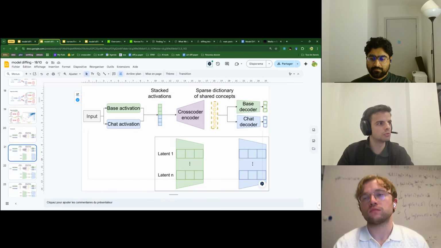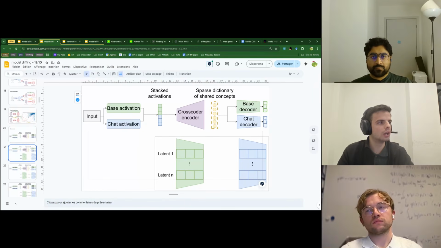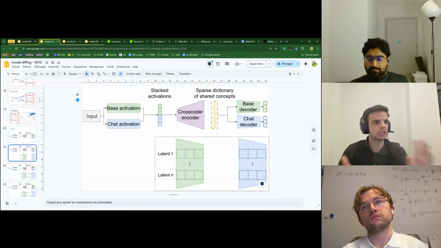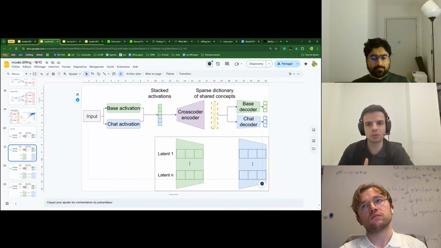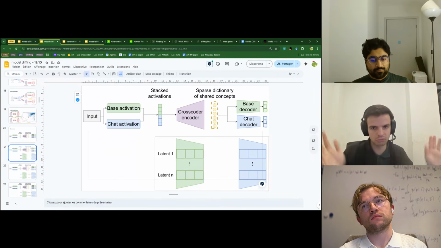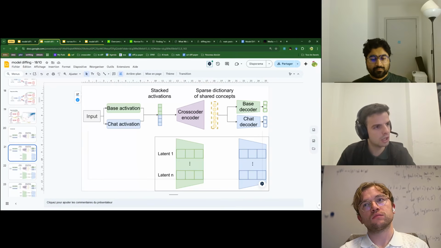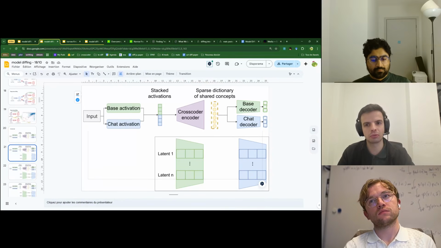That's also a way to see it. Another thing is that the idea that Neil mentioned is very similar to stage-wise diffing, and we can at some point also explain this. But otherwise, we continue with the crosscoders.